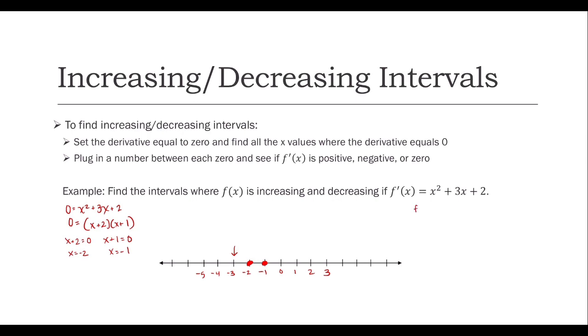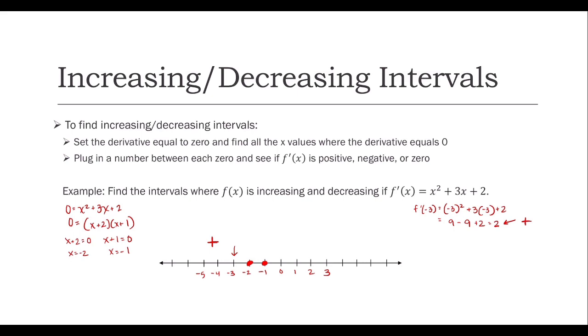So we'll do f prime of negative 3, which equals negative 3 squared plus 3 times negative 3 plus 2. So that equals 9 minus 9 plus 2, which is 2. 2 is greater than 0. It's positive, so your function will be increasing from negative infinity to negative 2.